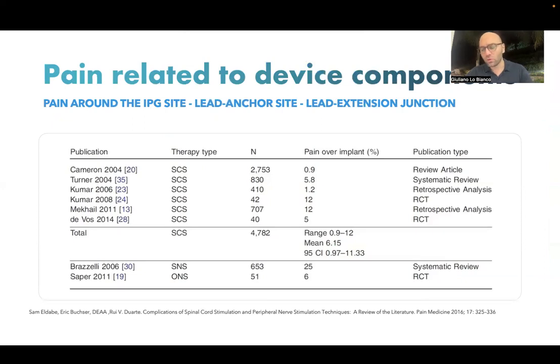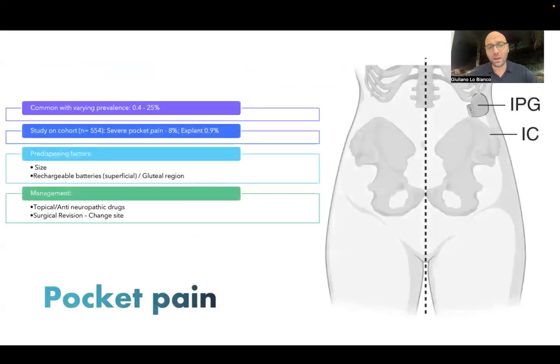Again, one of the most common complications is pain related to the device component, and pocket pain is quite common, with a prevalence from 0.4 to 25%. The predisposing factors are the size of the IPG, rechargeable batteries, and the size of the patient also. The management is topical lidocaine cream or other anti-neuropathic drugs, and if the patient is still presenting pain, a surgical revision changing the side of the pocket of the IPG is mandatory.